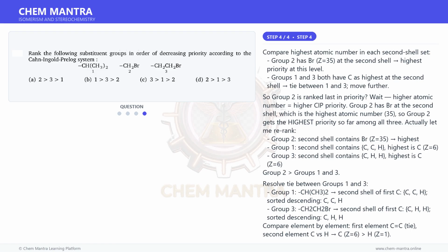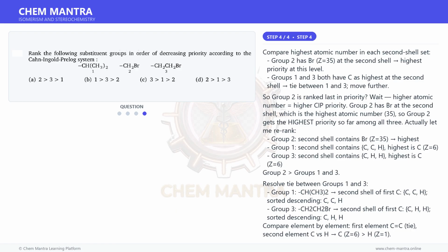Actually, let me re-rank. Group 2, second shell contains Br, Z equal to 35, highest. Group 1, second shell contains C, C, H, highest is C, Z equal to 6. Group 3, second shell contains C, H, H, highest is C, Z equal to 6. Group 2 above groups 1 and 3. Resolve the tie between groups 1 and 3.